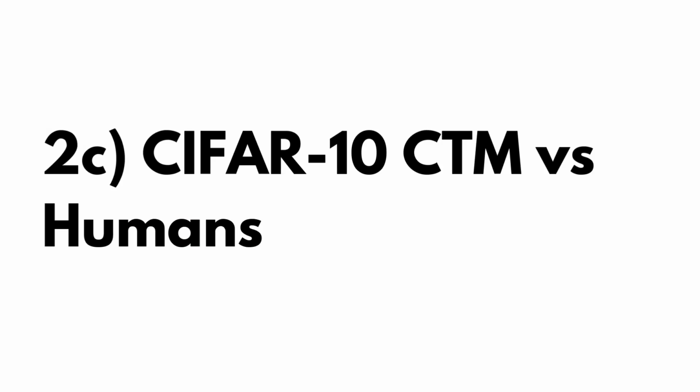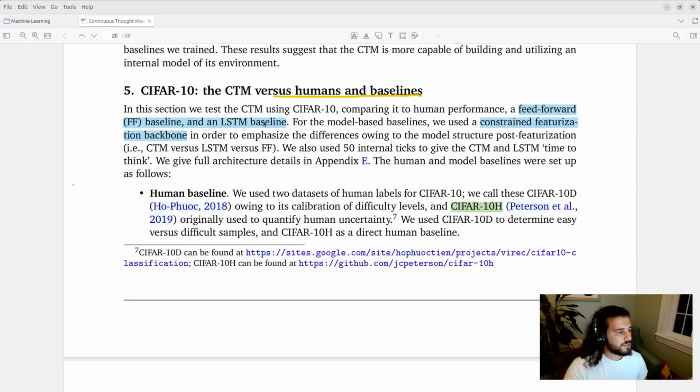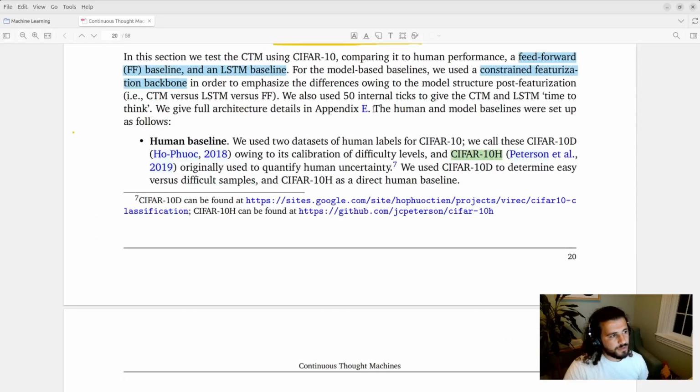In the next experiment, the CTM was compared against human performance on CIFAR-10, along with the fully connected feed-forward network and LSTM models. So they're using the feed-forward baseline, the LSTM baseline, the CTM, and the human performance. Throughout this, they give 50 internal ticks to the CTM and LSTM. Honestly, every time they give ticks to the LSTM, it just breaks down.